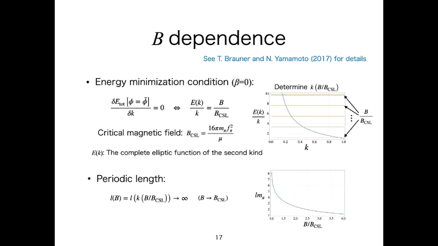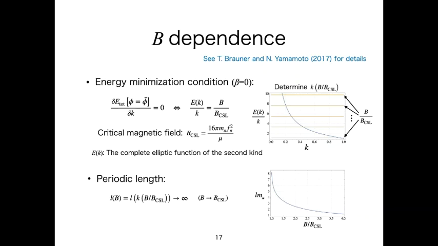Here, the blue plot is the left-hand side as a function of k, and the right-hand side is the external magnetic field, which we can tune. The yellow colors correspond to the value of B. Then we determine the parameter k as a function of B. Finally, we put this k as a function of B, for example, in the period length. Then we can calculate a picture of this chiral soliton lattice as a function of magnetic field. And this is shown here.